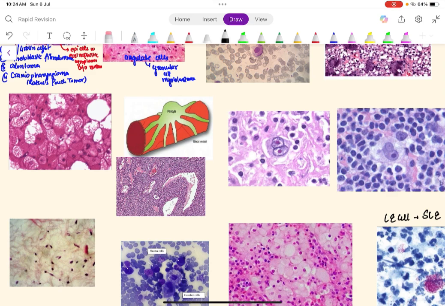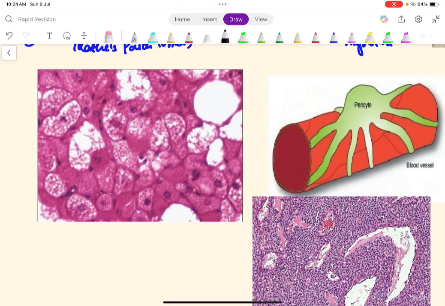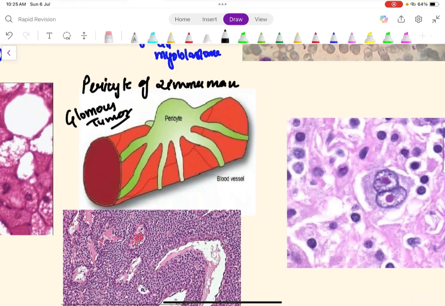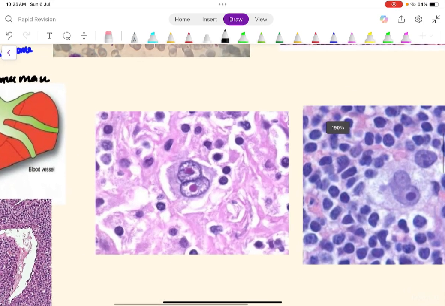Now these are our gargoyle cells. This you need to remember where it is seen. It is seen in Hurler syndrome. Now this is something which is new, which is Zimmermann's pericyte. So this is seen in glomus tumor. Now you just need to know where it's present, but I added a photo so that you remember.